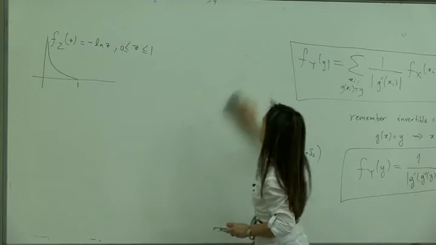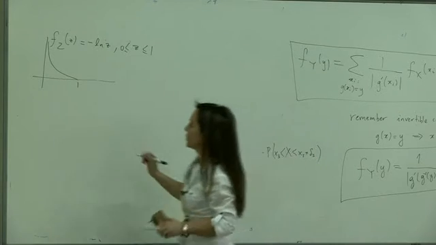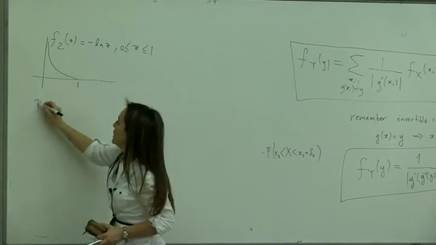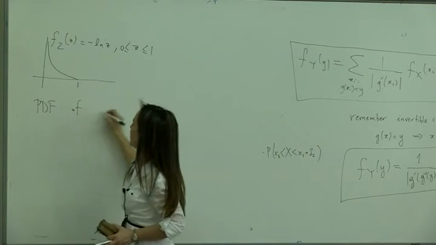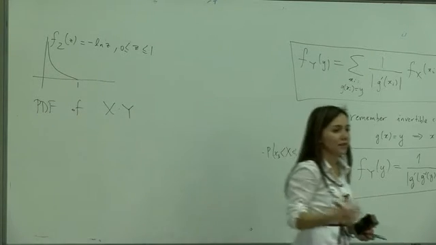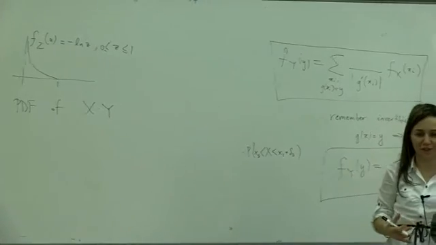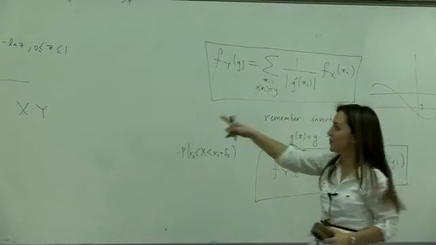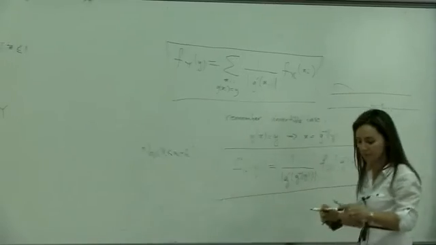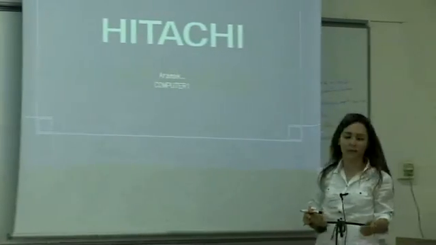And I advised you to not confuse Fz of z, which is the PDF of x times y, with the joint PDF fxy. We use the joint PDF fxy, in fact, to compute this. Let's continue with another example on the same topic.